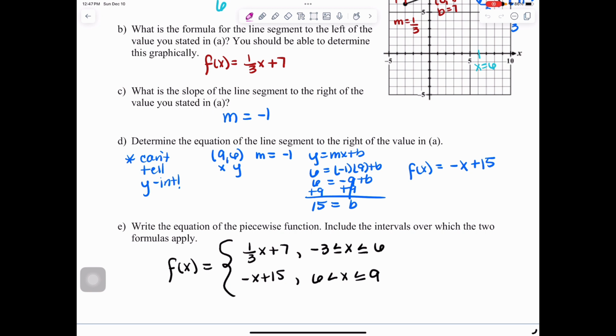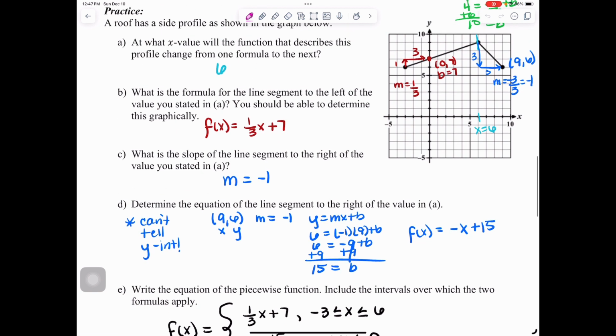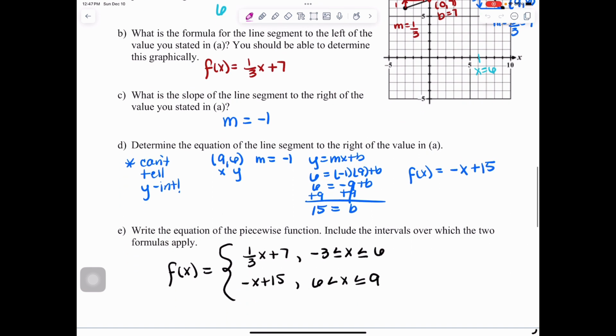or equal to 6. And then the second equation, negative x plus 15, is going to be used from that 6 to the next endpoint, which is closed at 9. So I have 6 is less than x is less than or equal to 9. So we should have the same answer here. The only slight difference that might happen is if you counted 6 in the second function instead of the first one, you would have negative 3 is less than or equal to x is less than 6, and then you would include the 6 in the second portion. 6 is less than or equal to x is less than or equal to 9. And that concludes your lesson on piecewise functions day 1.